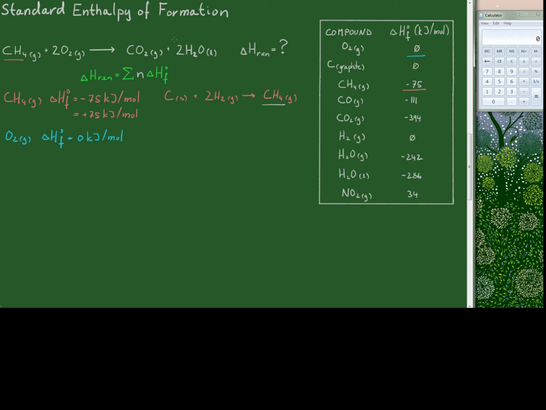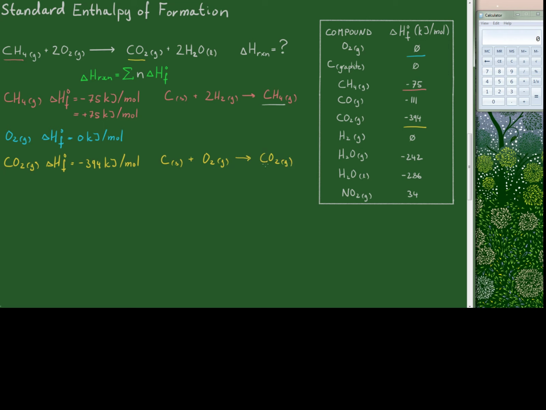Next component is carbon dioxide. So now we are looking at our products. So carbon dioxide gas. The enthalpy of formation for carbon dioxide gas is given as negative 394 kilojoules per mole. Once again, that is the enthalpy of formation for this particular reaction: carbon plus oxygen gas gives us 1 mole of carbon dioxide gas.